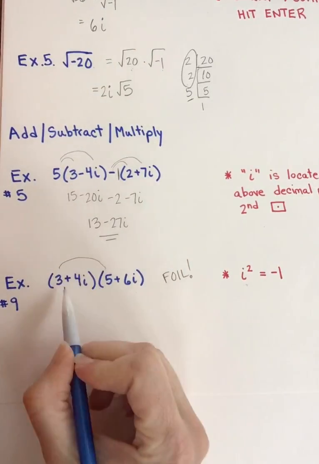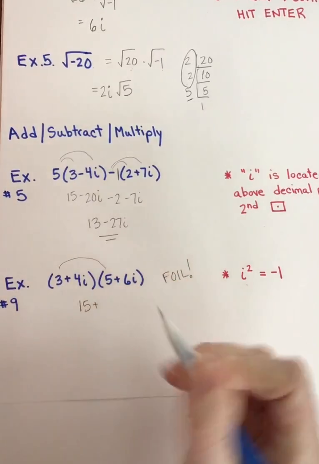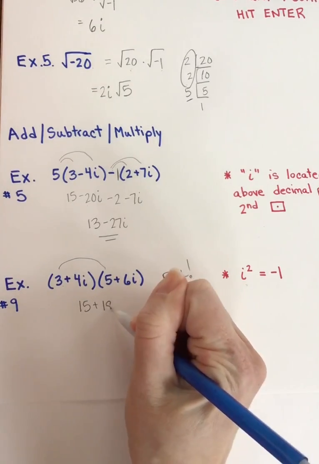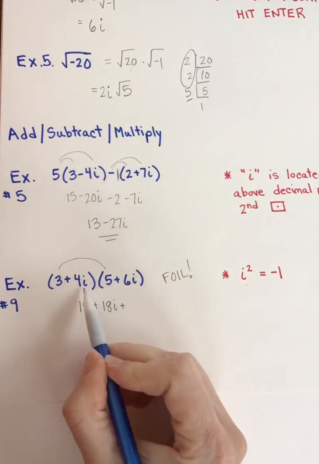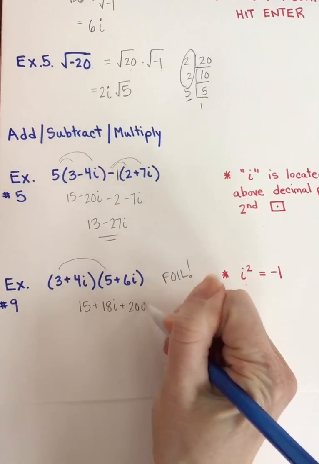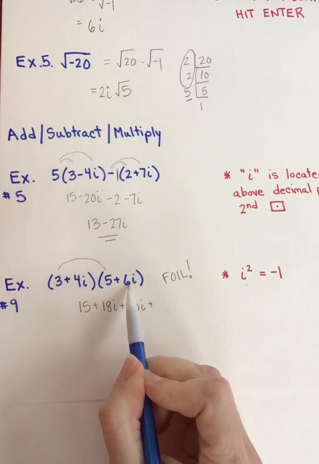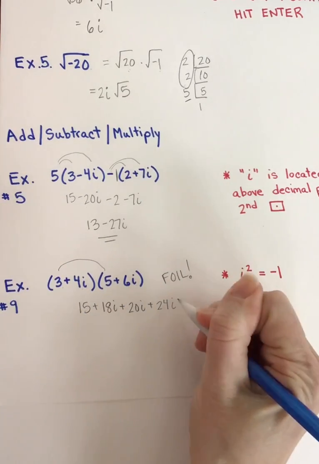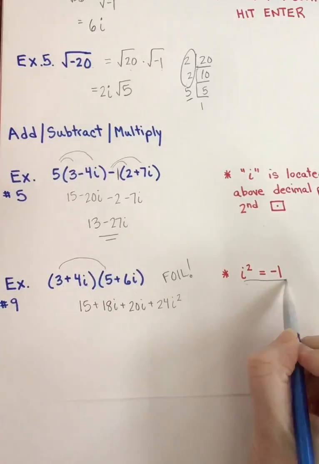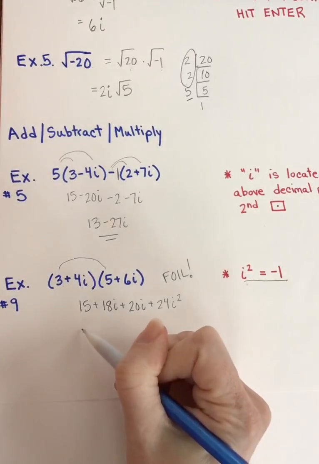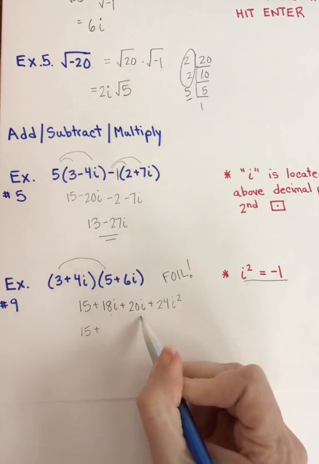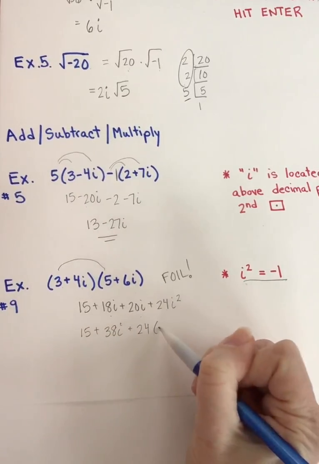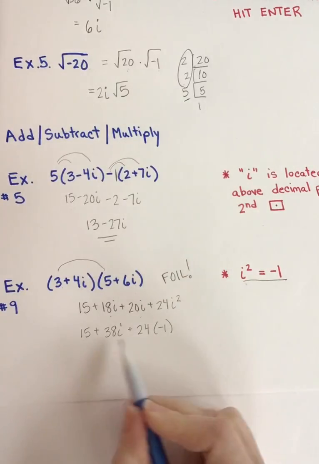Double distributive, first times first, gives me 15. 3 times 6i. The numbers multiply together. Okay. 5 times 4i, 20i. 4 times 6 is 24, but i times i is i squared. So it's important to know we're going to do this little trade. I have 15, 38i, plus 24 times -1.